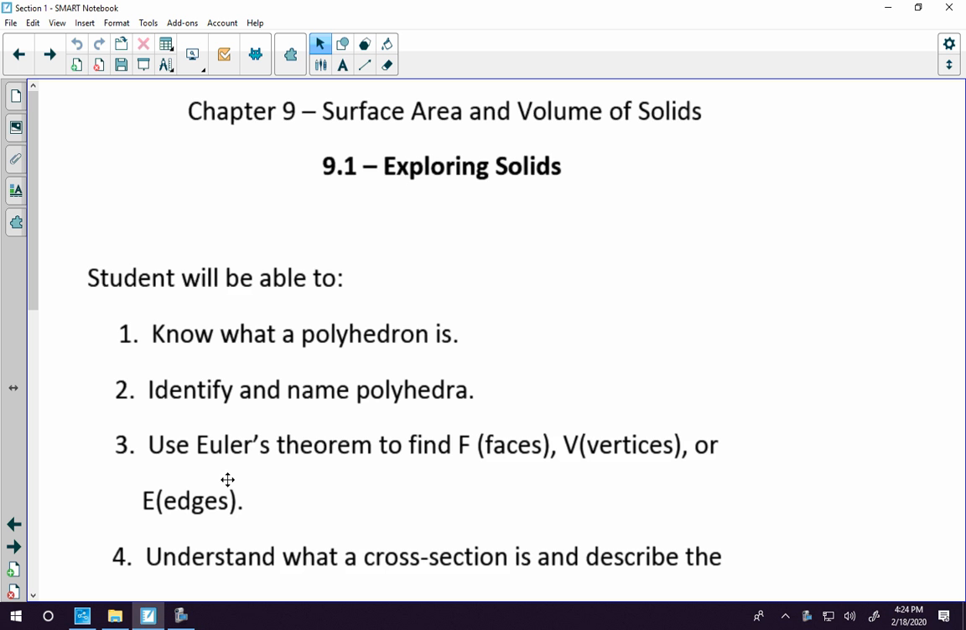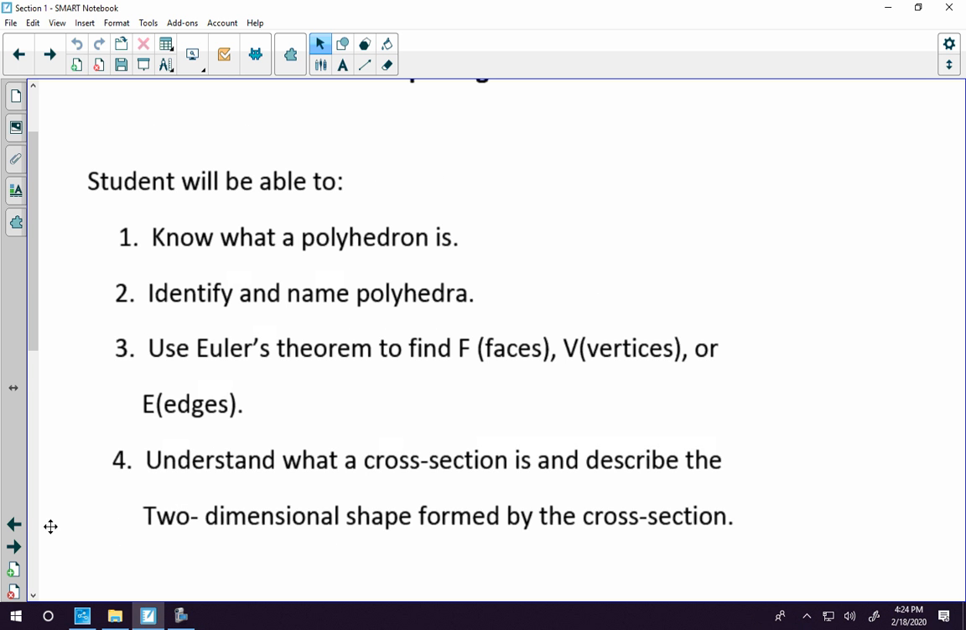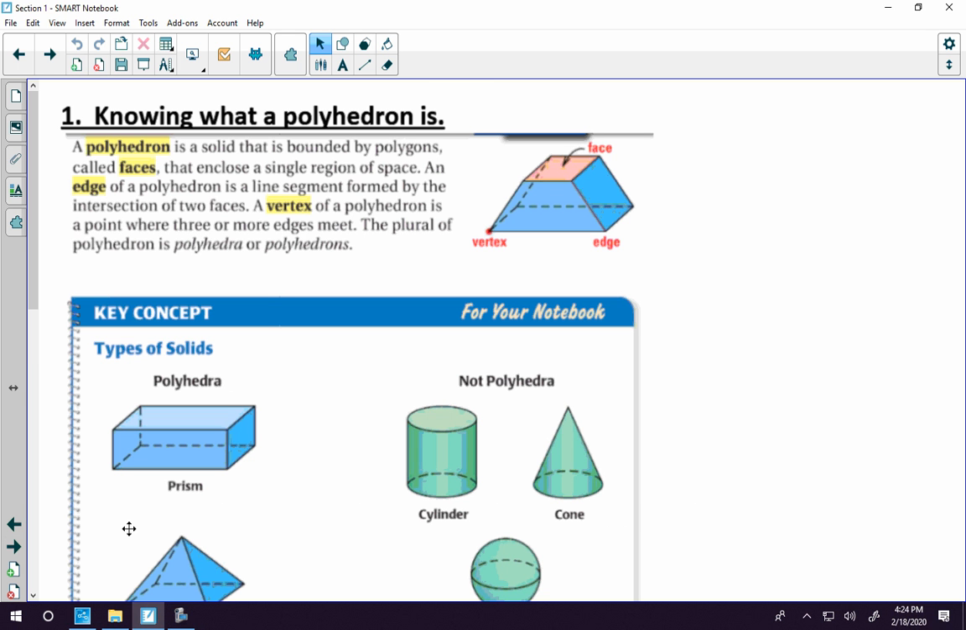Here's all the different things we're going to be discussing today. I won't read through them, but here are the four objectives we're going to focus on. Let's get right into it. First objective is knowing what a polyhedron is.